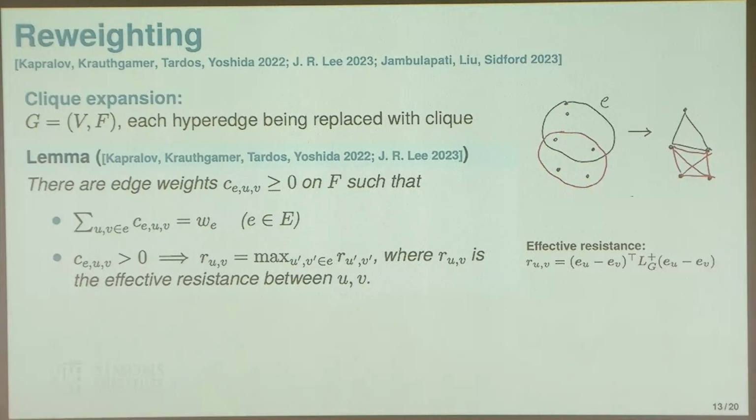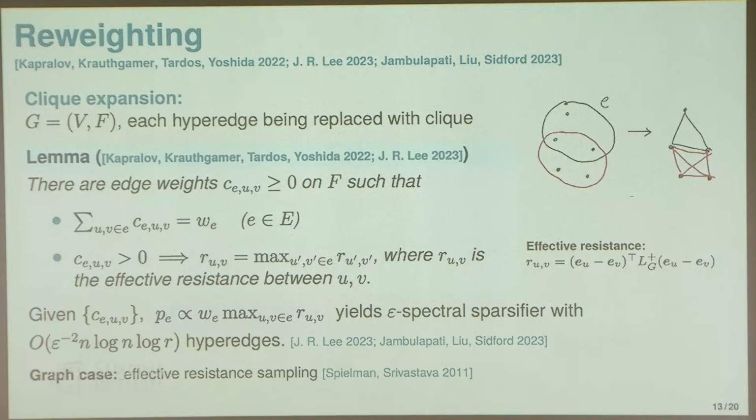So it's not trivial at all whether we can find such a weight assignment to edges in the clique expansion, but actually we can do it. If you get those weights and you assign sampling probability p to be the weight of that edge times the effective resistance of an edge in the clique corresponding to the hyperedge, you get a spectral sparsifier.